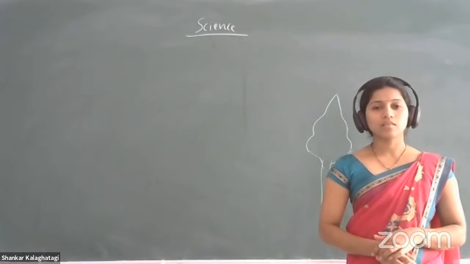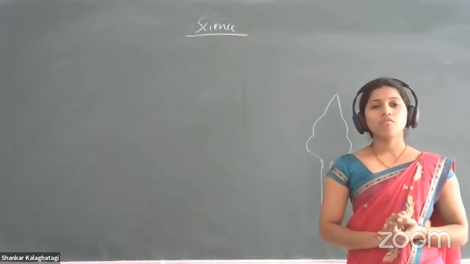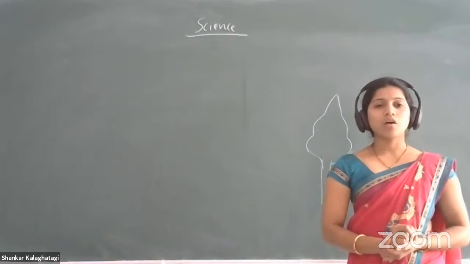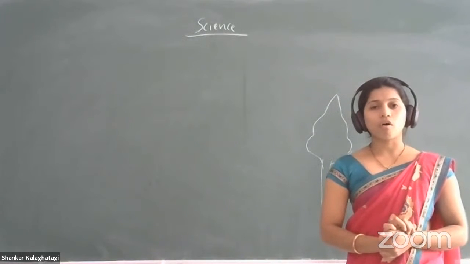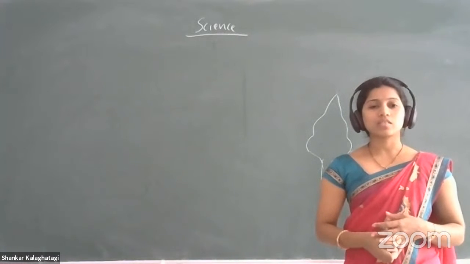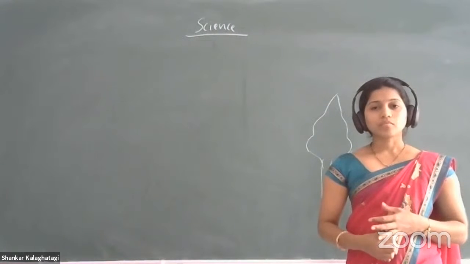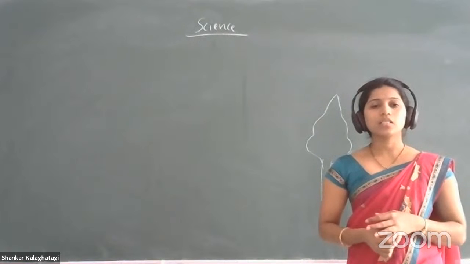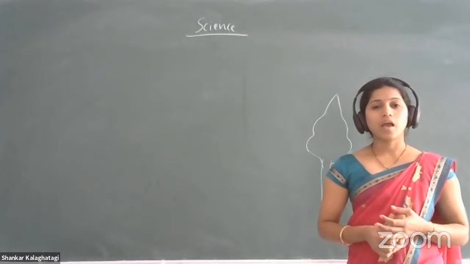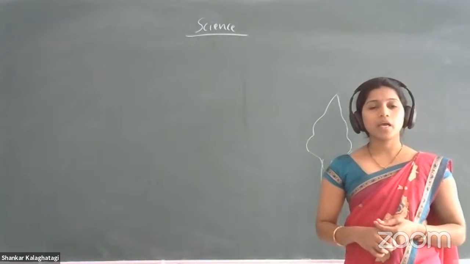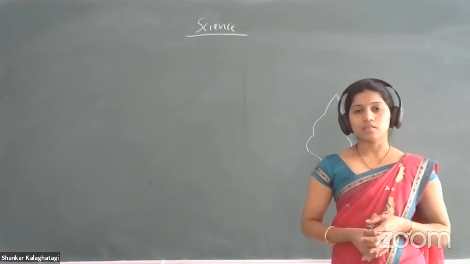Forest floor means the uppermost layer of the soil in the forest. How is the forest floor? The forest floor is dark. Why is it dark? Already we have discussed types of soil. Isn't it? The top layer of the soil is dark in color. Why is it dark? Because it contains heavy or more humus. The presence of humus makes the soil dark in color, isn't it?